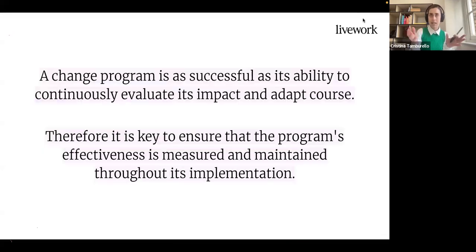And because, as the slide is saying, a change program is as successful as its ability to continuously evaluate the impact and adapt the course, the need was to find a way to measure the effectiveness of the program on one end, and the enhanced and redesigned core services and processes throughout the implementation. In today's presentation, we are going to focus among the many core processes and services on specifically one, which was the hiring process, as it was the focus of the collaboration and the engagement.